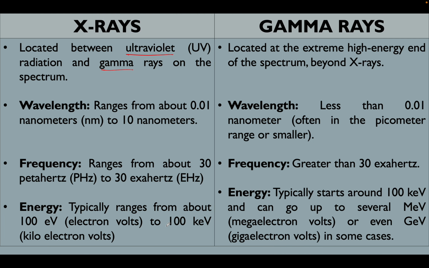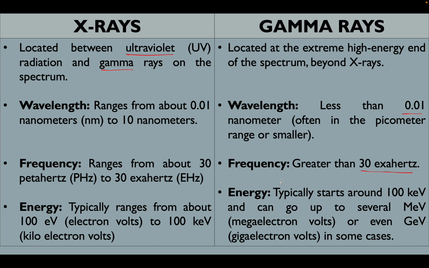Whereas, the gamma rays are located at the extreme high energy end of the spectrum. So, it is the last one, as you can see on the previous slide, in the types of electromagnetic spectrum. So, the wavelength is less than 0.01 nanometer, often in the picometer range or even smaller. Its frequency is greater than 30 exahertz. And its energy typically starts at around 100 kilo electron volts and can go up to several mega electron volts or even giga electron volts in some cases.